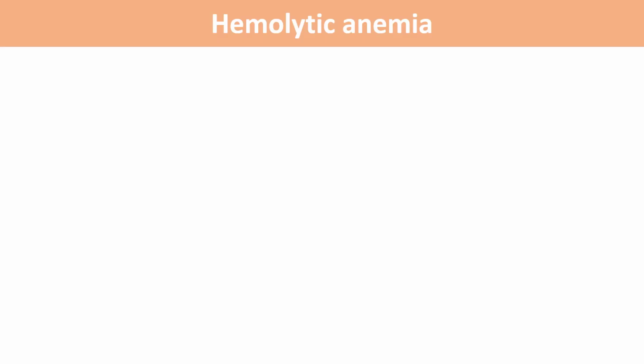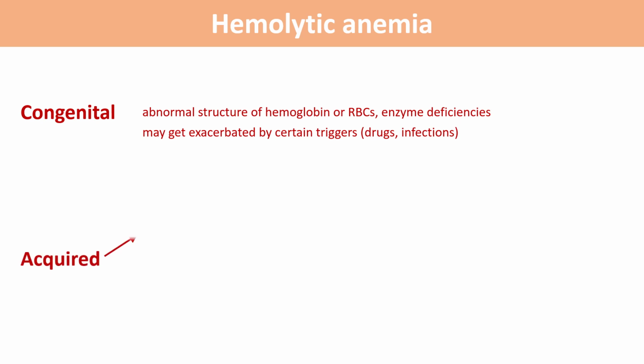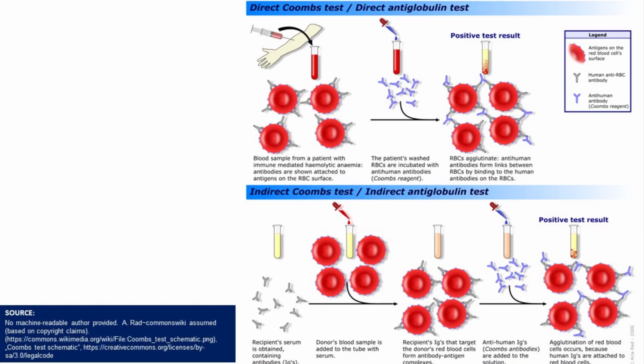First, there are congenital abnormalities to the structure of hemoglobin and red blood cells that predispose them to a faster breakdown. Next, there are acquired hemolytic anemias that can be immune-mediated and non-immune mediated. And this is why whenever we see a patient with possible hemolytic anemia and we don't know the cause, we always include a Coombs test in our diagnostic workup to screen for antibodies that bind to red blood cells.